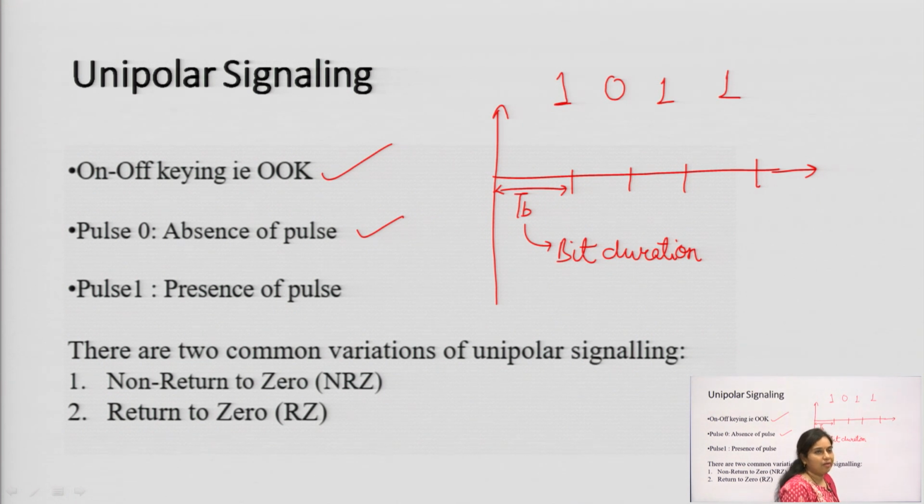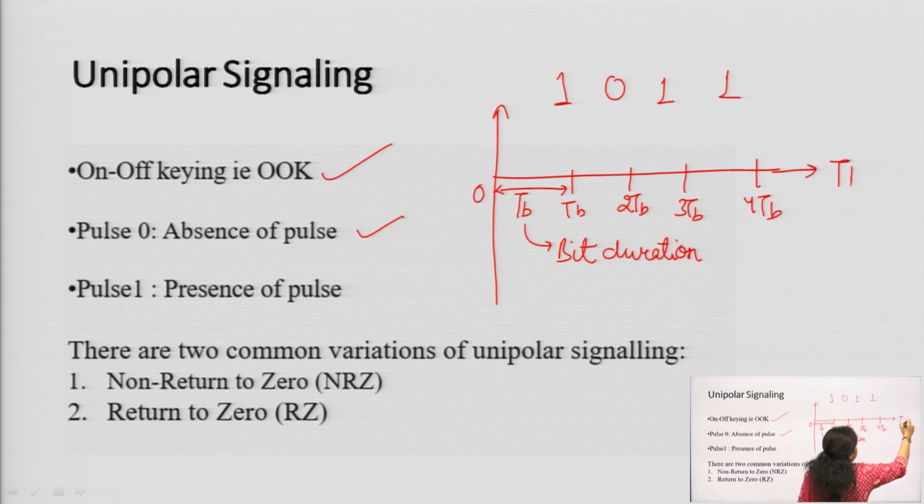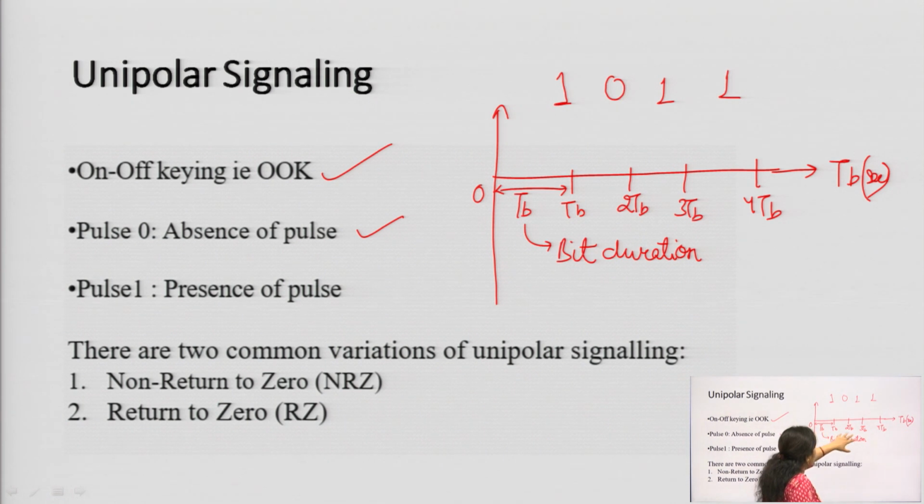It may be 2 seconds, it may be 1 second, it may be in microseconds also, but if you design a system, you have to decide what the bit duration will be. It is not fixed, meaning a universal bit duration is not there. You can design depending on your requirement. So, that is known as bit duration. So, this will be 0, this will be TB, then 2 TB, 3 TB, 4 TB and so on. So, this is the bit duration, let us say in terms of seconds.